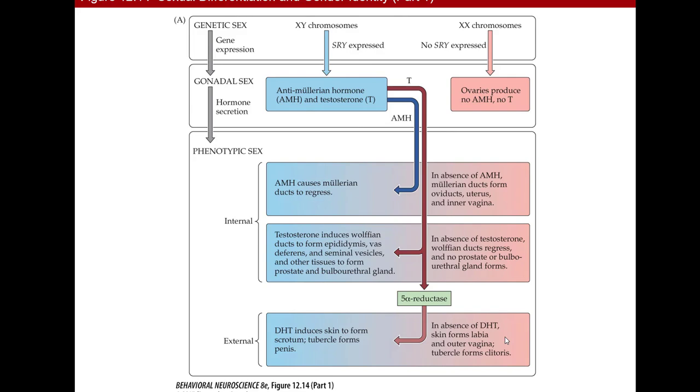We will talk about some exceptions to this process on Thursday, and we'll also talk a little bit more about behaviors besides just this sexual differentiation.